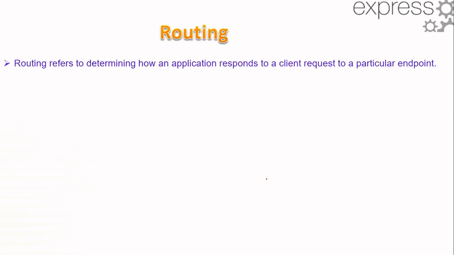What exactly is routing? Routing refers to determining how an application responds to a client, because the client is always sending requests to the server. So the server has to provide the service to the various clients when users are sending requests to a particular endpoint in this application.